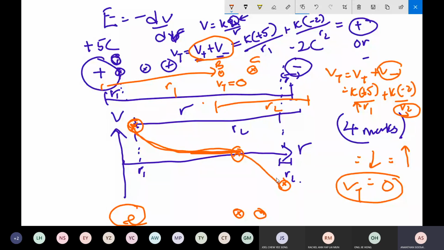So this graph is given 4 marks. 1 mark for the shape. 1 mark you got negative. 1 mark given for the 0 happening close to R2, close to the negative. And 1 mark given for the height, which has a greater height. The V total here greater or the V total here greater? The first one greater or the second one greater? First one will be greater V total because it is close to positive 5 charge. This is a 4 marks question.